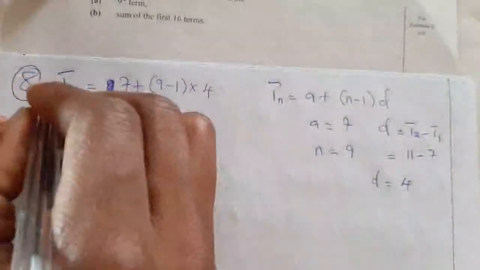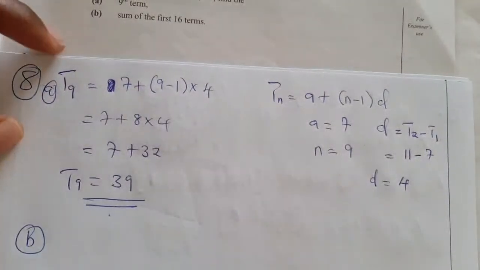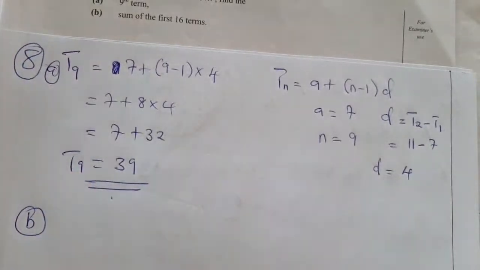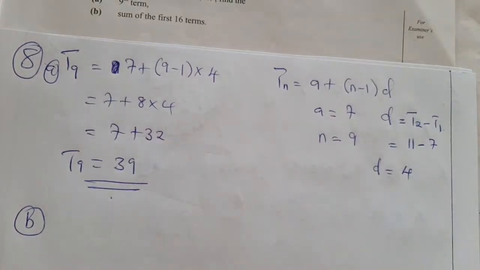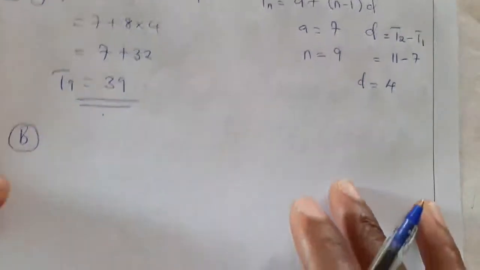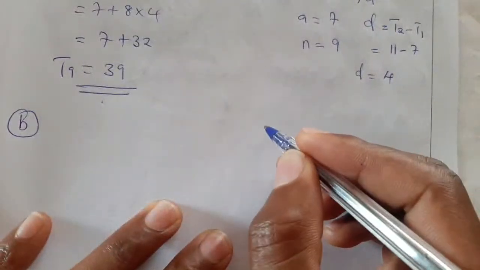Okay, let us go. This was A, and then we are going for B. B is saying sum of the first 16 terms. We want to find the sum of the first 16 terms. Again, we have to know the formula, because if we can't remember the formula, then it ends there.